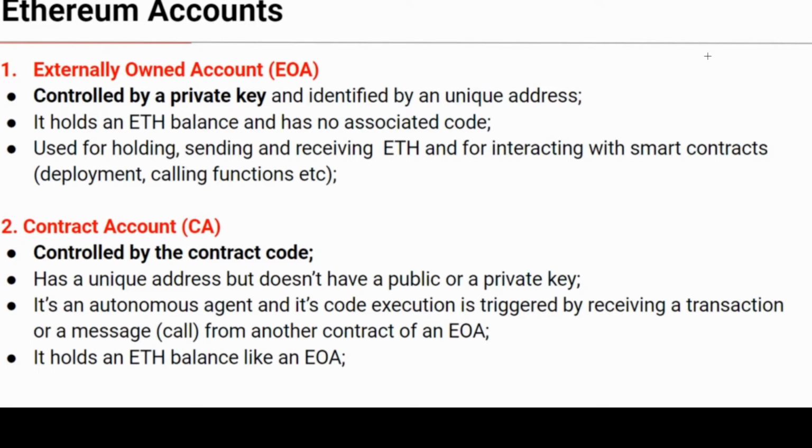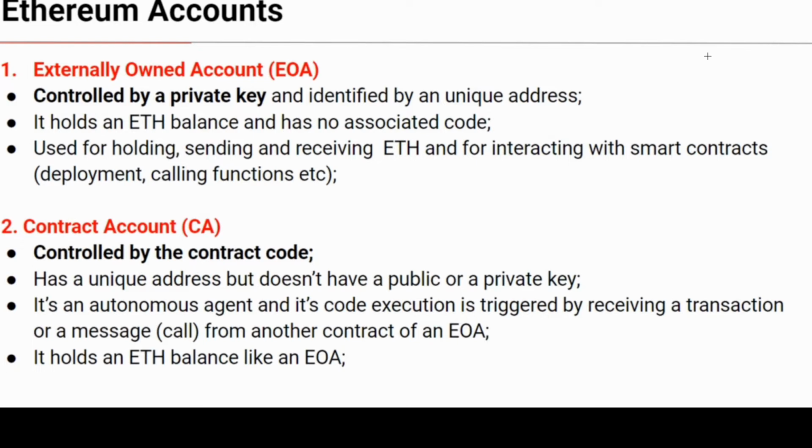A contract account is a smart contract account, written in Solidity, which we're going to learn in future videos. These are also a type of Ethereum account, but they are controlled by code. They have a unique address that doesn't have a public or private key, unlike the first type. It's an autonomous agent, and its code execution is triggered by receiving a transaction or a message from another contract or an externally owned account.